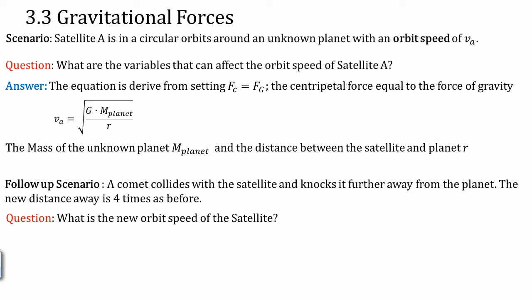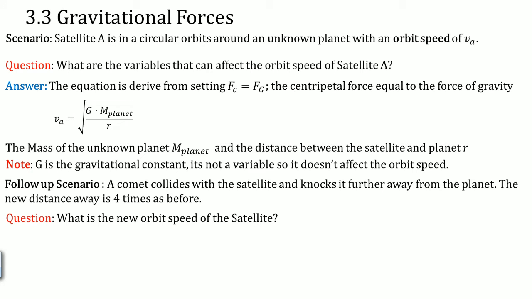The mass of the planet is going to affect it, which is on top of the fraction, so that is a direct relationship. And the distance between the satellite and the planet is R, which is on the bottom, so that has an inverse relationship. Note that G is the gravitational constant, it is not a variable, so it does not affect the orbital speed. So the only two things that affect the orbital speed are the mass of the planet that the satellite is revolving around and the distance between that satellite and the planet.